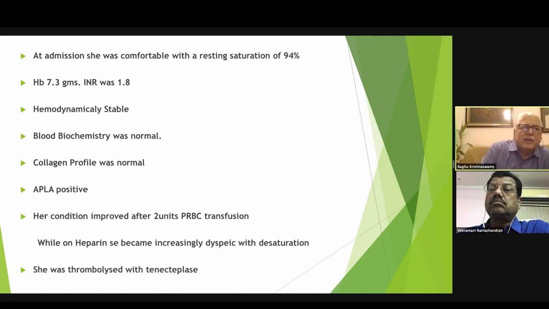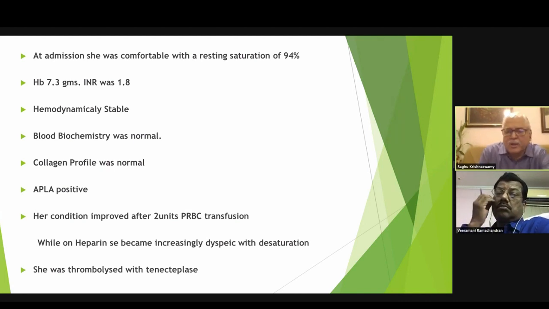She had anemia, and her INR was 1.8. There was no history of melena or hematemesis. Later we diagnosed high-intensity anemia. She was hemodynamically stable. Her blood biochemistry was normal, and the collagen profile was normal. However, she was APLA positive.